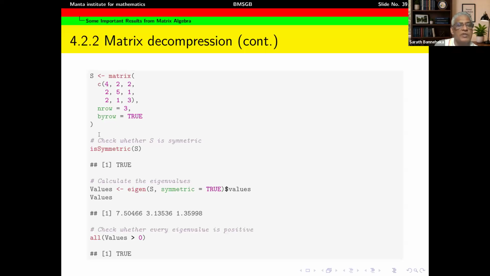So let's look at this S matrix. You don't have to check whether it's symmetric, but I have just used is symmetric just to show that it is symmetric, because in a very large matrix, you may not be able to check each and every item to see if some matrix is symmetric, right? So you can use this command if you want to check whether a matrix is symmetric. And then I get the eigenvalues from this command, values, eigen, and then extract the values. So these are the eigenvalues. They all are positive. Therefore, we can say that the matrix S that we have considered is positive definite.